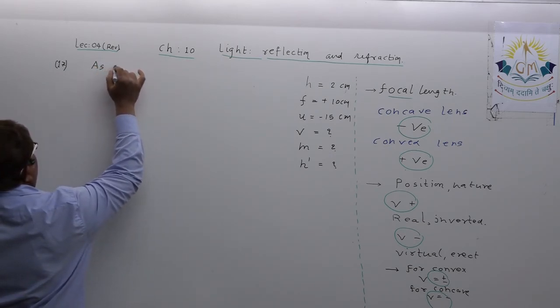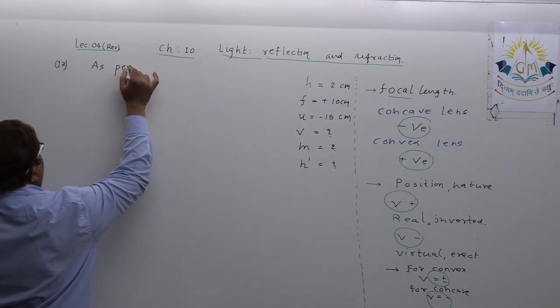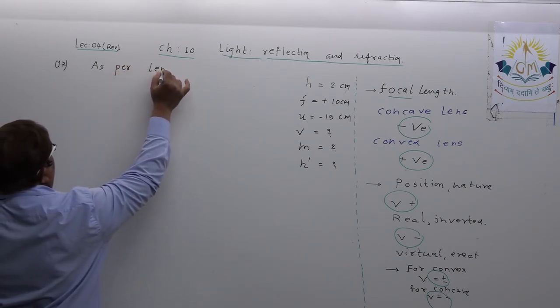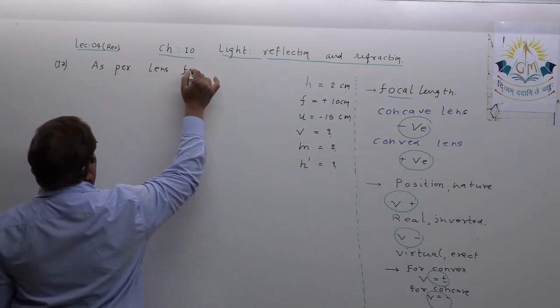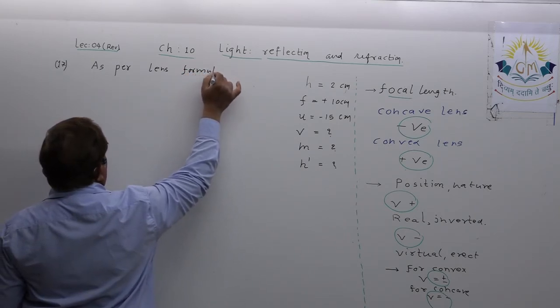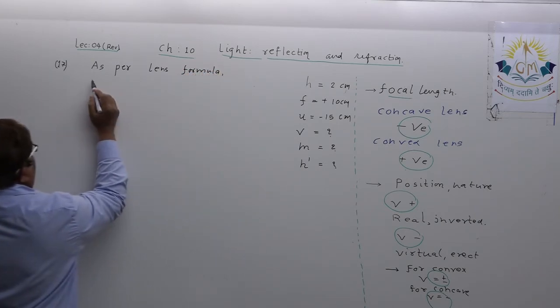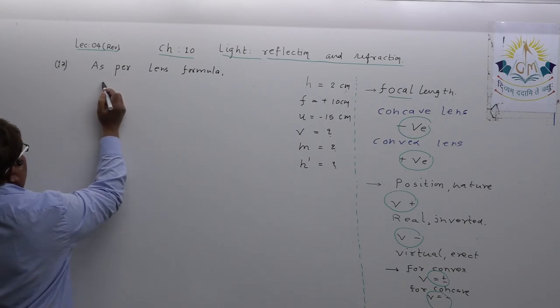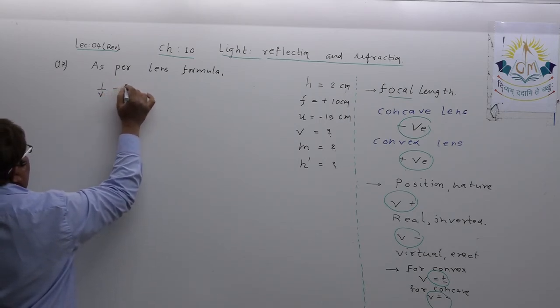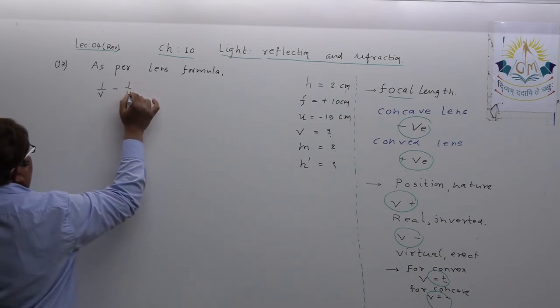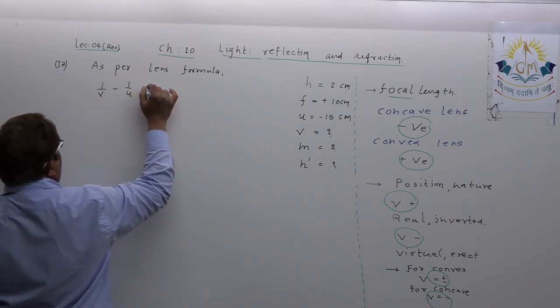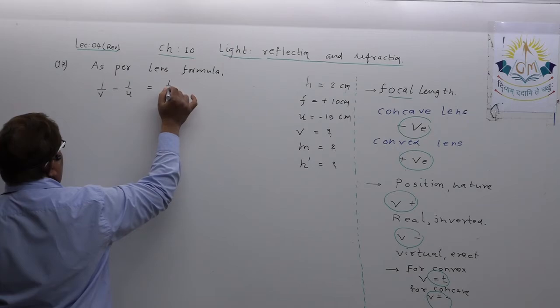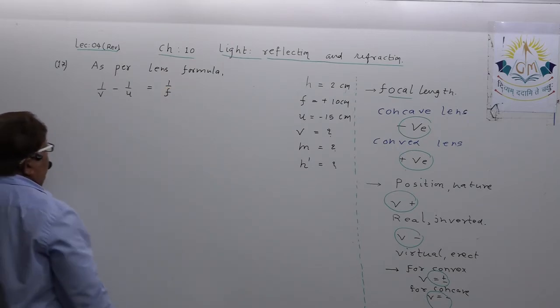Now, in solving any example, what you would like to write? As per lens formula, I have to mention the lens formula here. 1 upon v minus 1 upon u equals to 1 upon f.